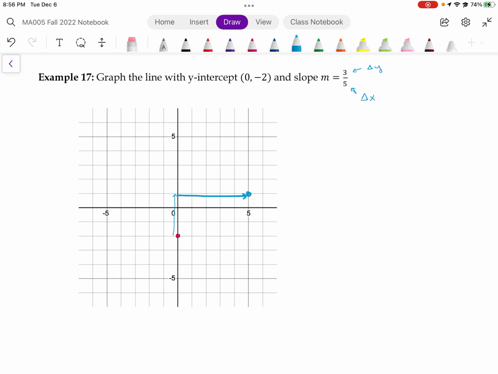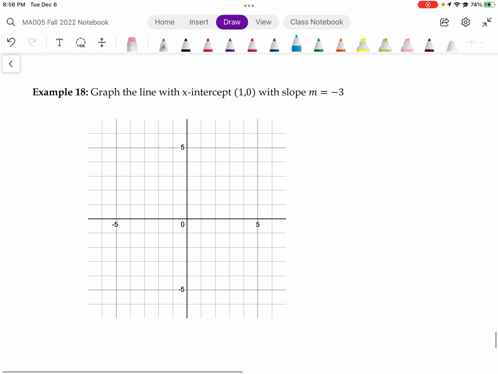I could do the same thing by having -3 over -5, because that's still 3/5, right? Negative over negative. So I could go down 3 and left 5, and I end up there. Am I still on the line? Yes, I am. So if you're good with your fraction negatives and understanding what to do with the negatives, it makes this easier. All right, try that one.